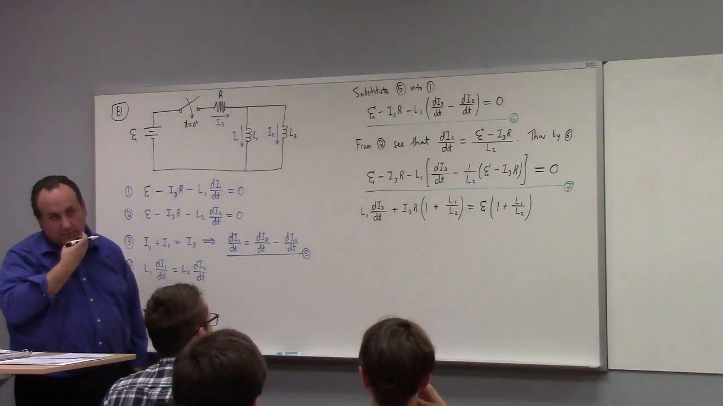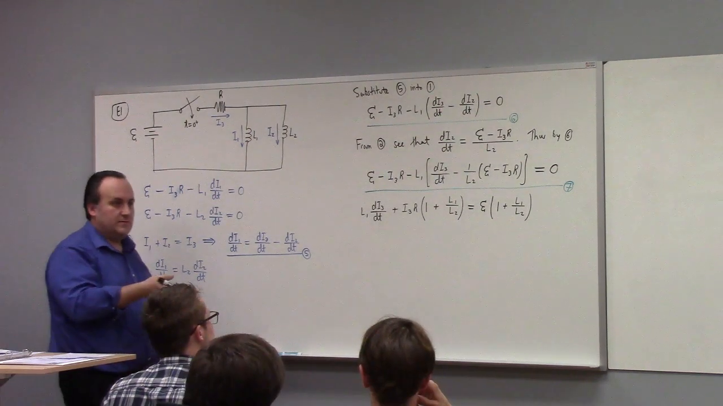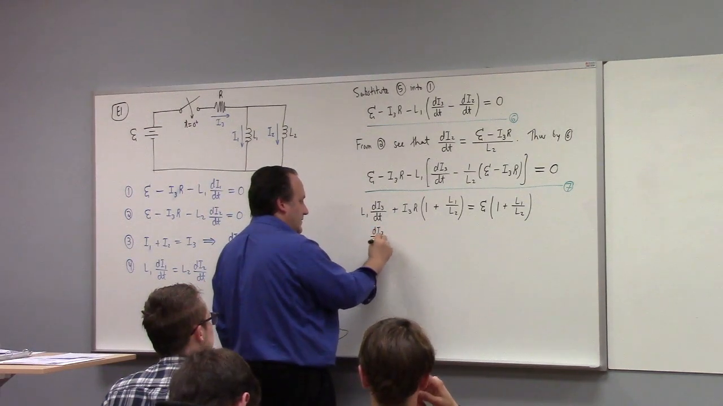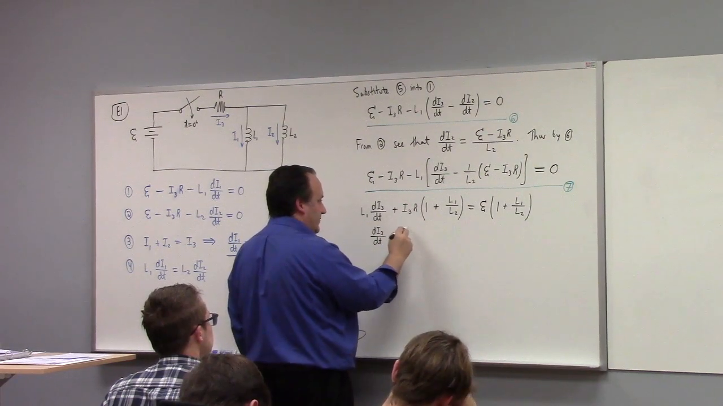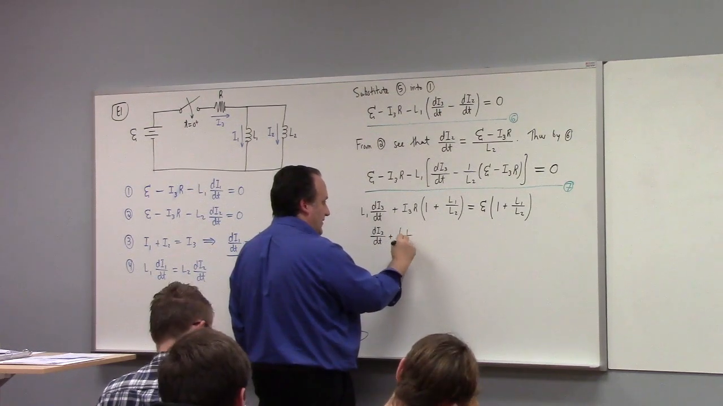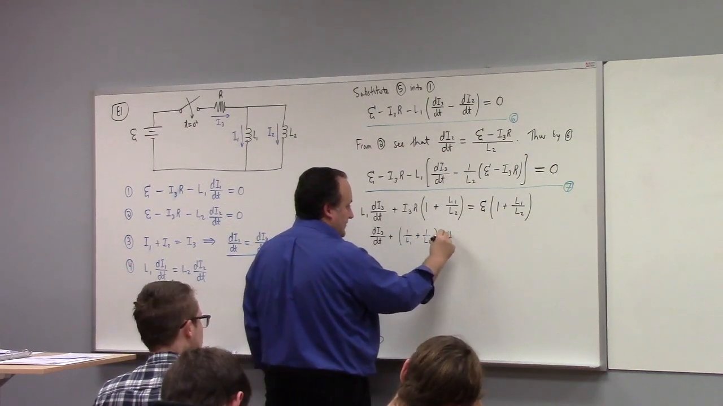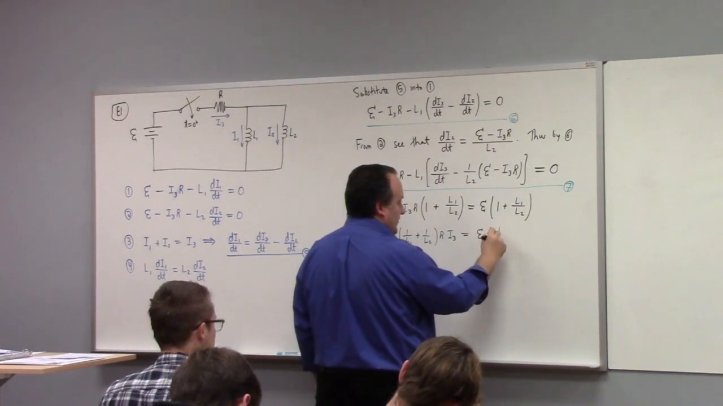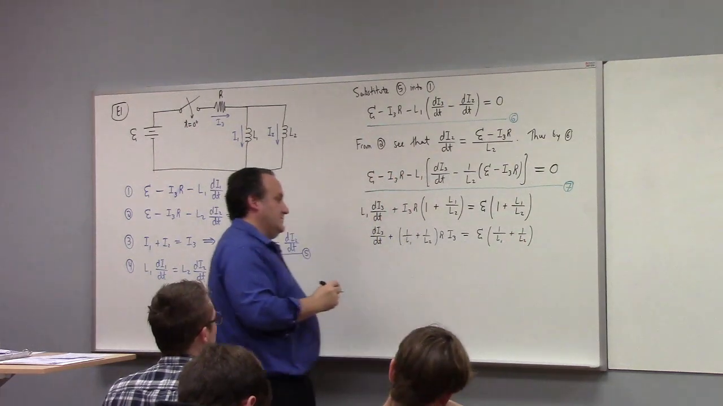Now, the way we solve these is to isolate the derivative. So I want to divide by L1 now. So dividing by L1, I get di3/dt plus, I'm going to write the I3 second this time, 1 over L1 plus 1 over L2 times R times I3 is equal to E times 1 over L1 plus 1 over L2.